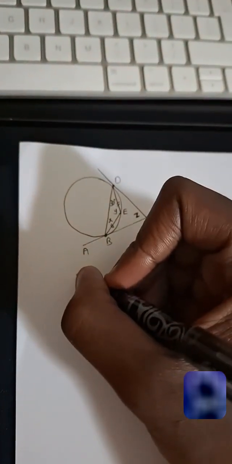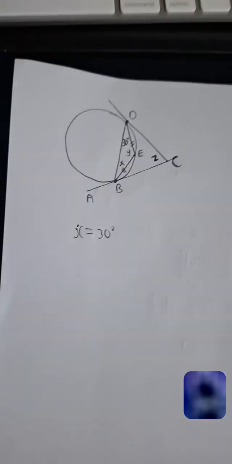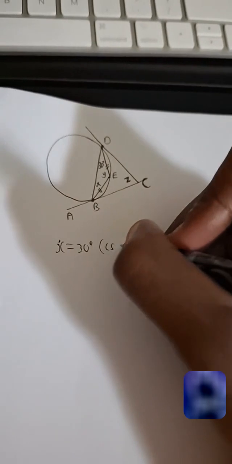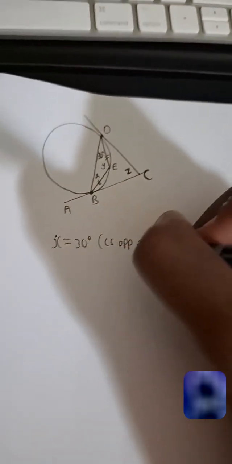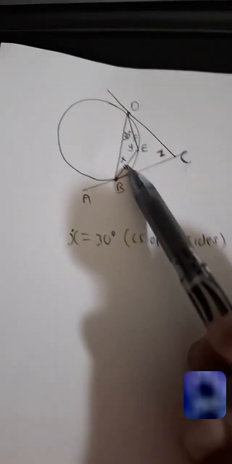We are given that line DE is equal to BE. So X is equal to 30 degrees. Reason? Angles opposite equal sides. Okay, epic. Angles opposite equal sides. Okay, nice. Then obviously there will be that update.